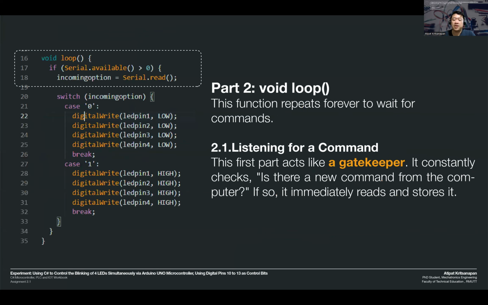Part 3, void loop. This function repeats forever to wait for commands. Listening for a command: this first part acts like a gatekeeper. It constantly checks if there is a new command from the computer. If so, it immediately reads and stores it.